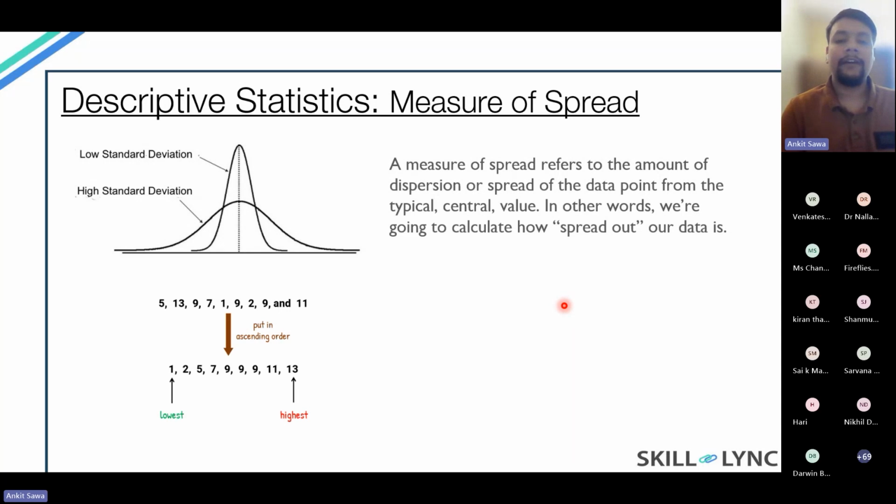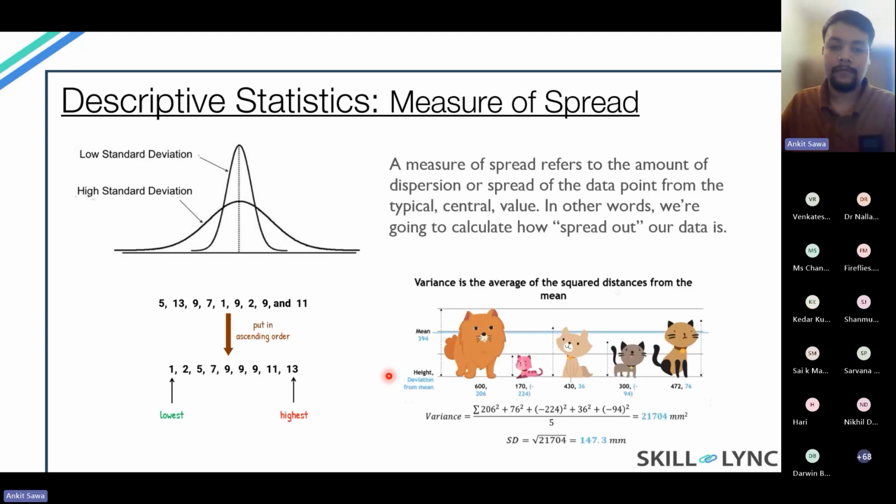One way of understanding how the data is spread is to understand the minimum and the maximum value. Let's say the minimum score is 0 and the maximum score is 100. So we know the students have got a variety of scores, and not everybody is limited between certain scores only. Here in this example, one is the lowest and 13 is the highest.